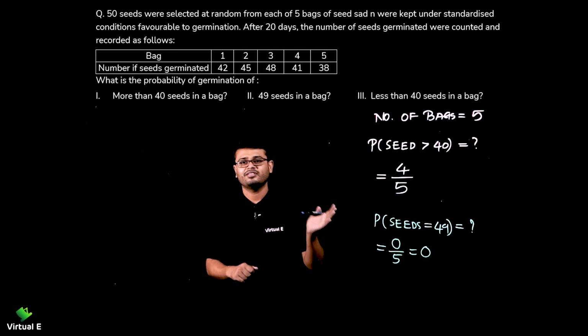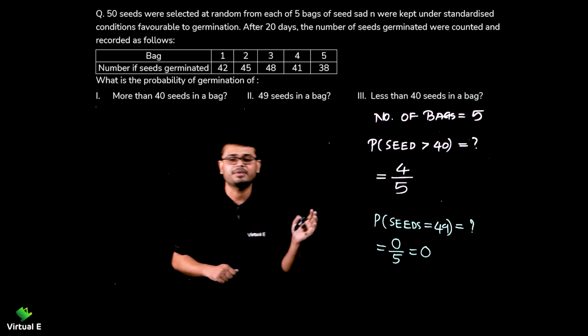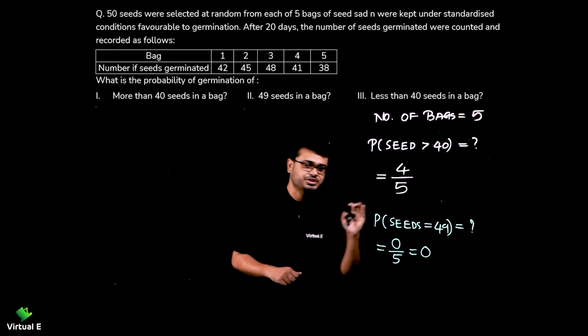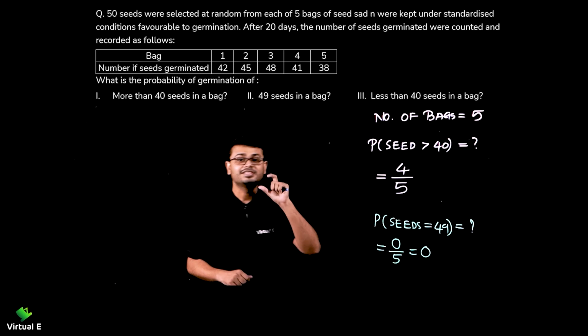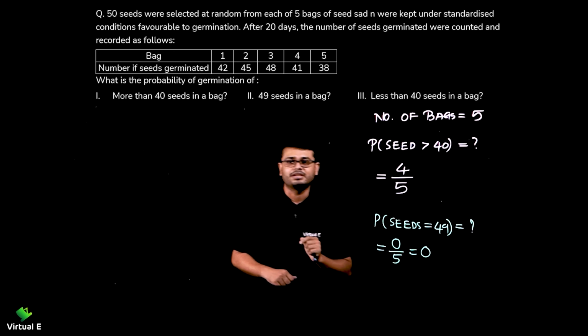What do we call this kind of probability? We learn in the introduction of this chapter. This is called an impossible event because the probability is 0 in this case. So this is an impossible event.